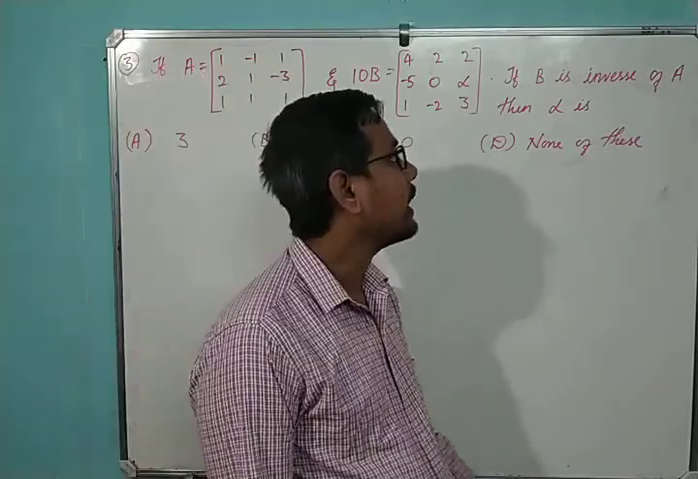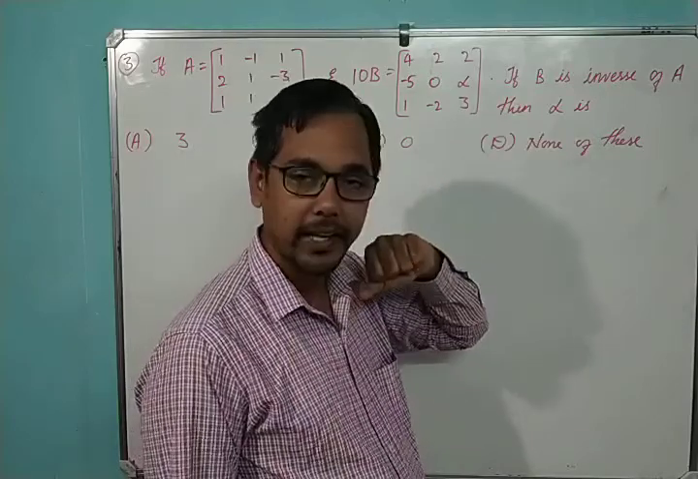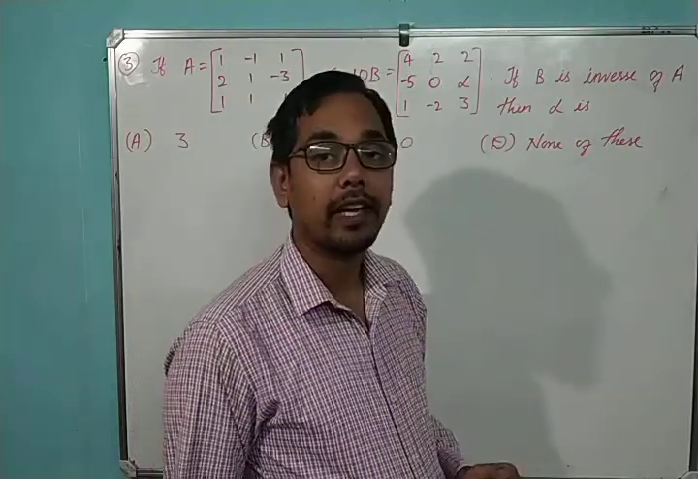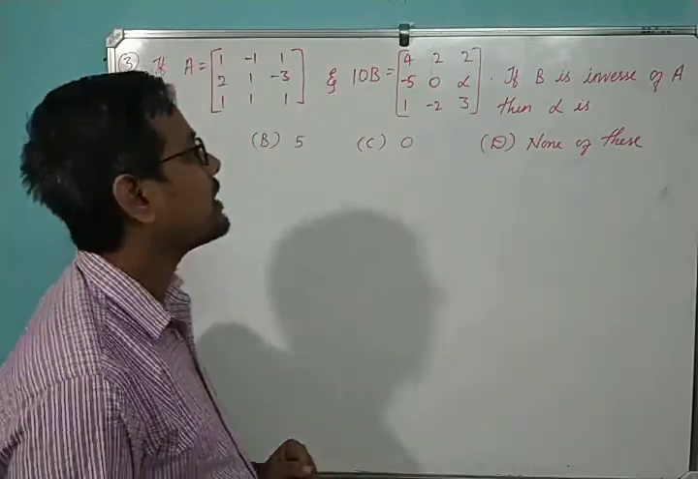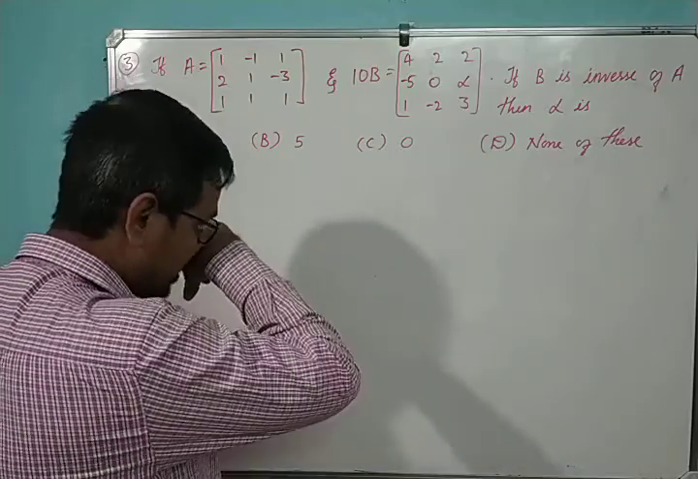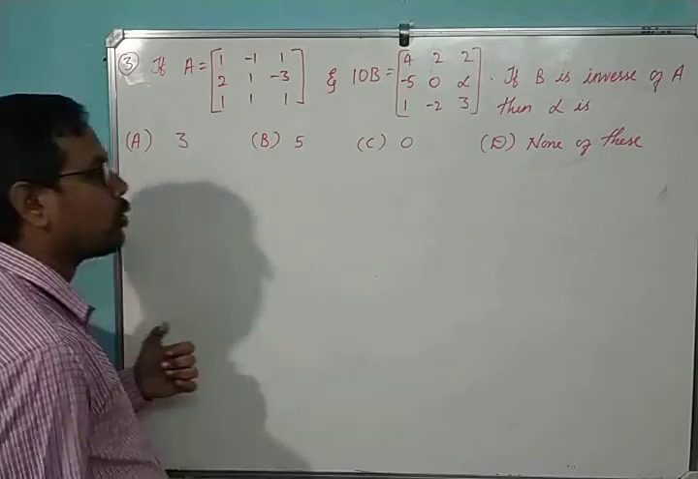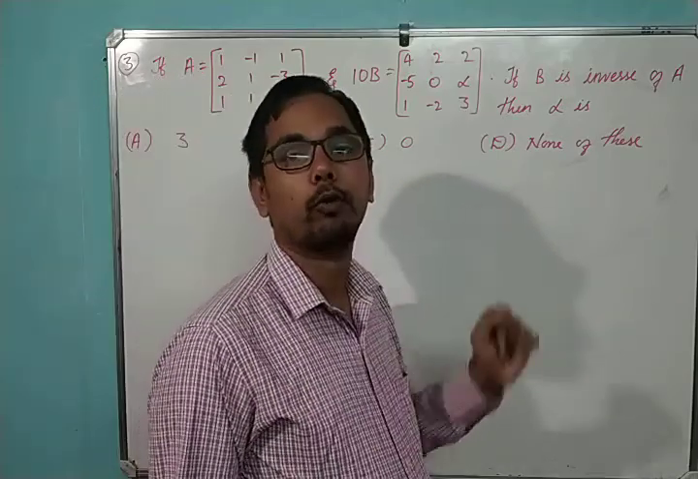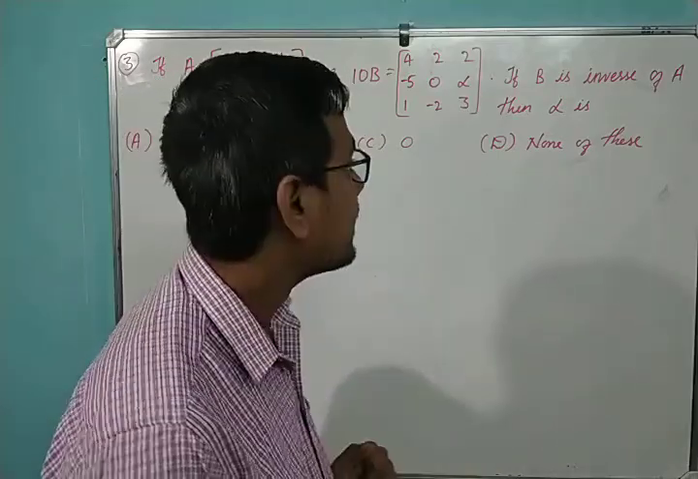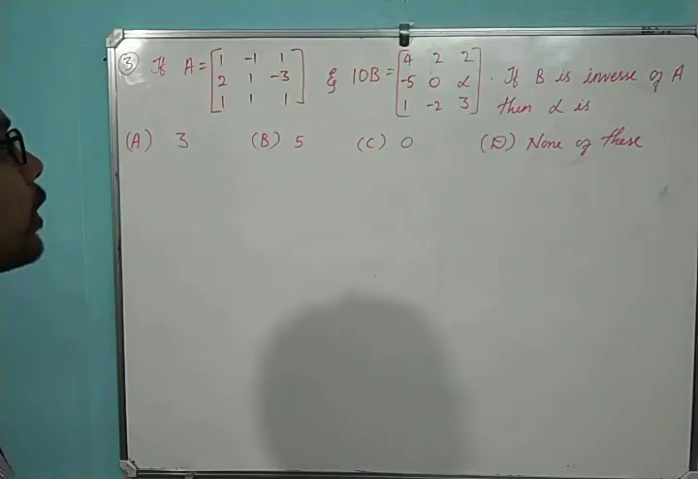And one condition they have given, if B is the inverse of A, then we need to find the value of alpha, which is 3, 5, 0 or none of this. Any one out of these 4 will be the answer for alpha. Let's find the value of alpha. Let's see how to find it.